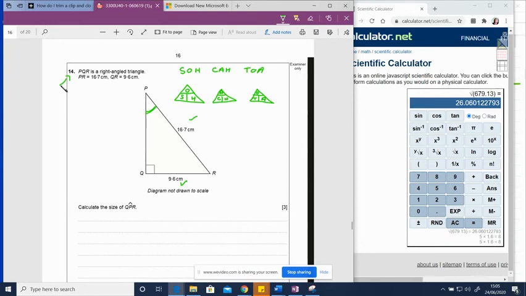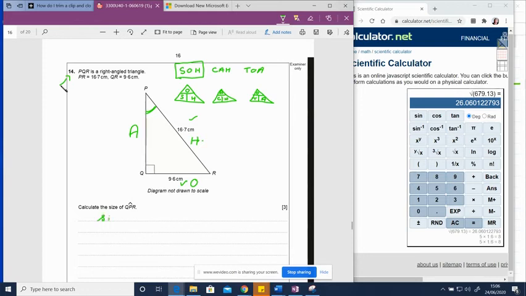Then I'm going to label the sides on my triangle. This is the hypotenuse. The side opposite the angle in question is the opposite. And then the other side is the adjacent. Now I can see involved in this relationship, we've got the opposite side and the hypotenuse. So I'm going to use the sine equation to find the angle.